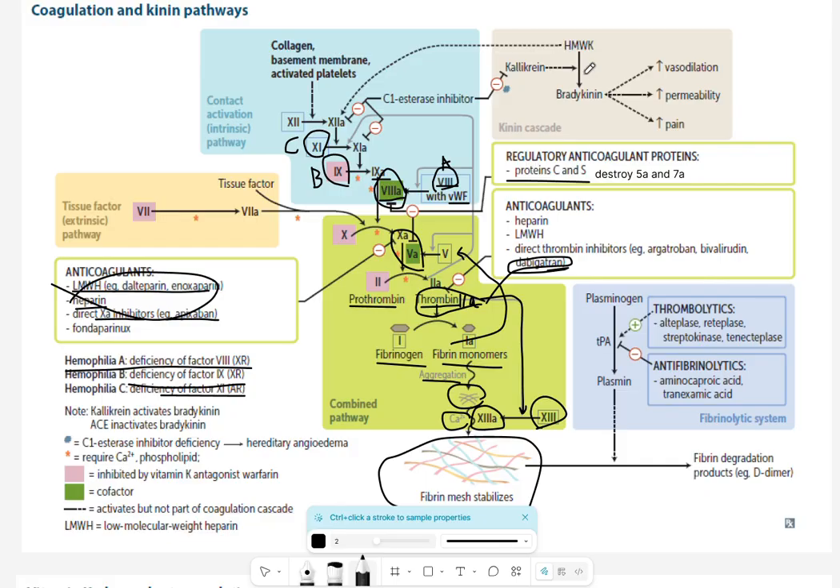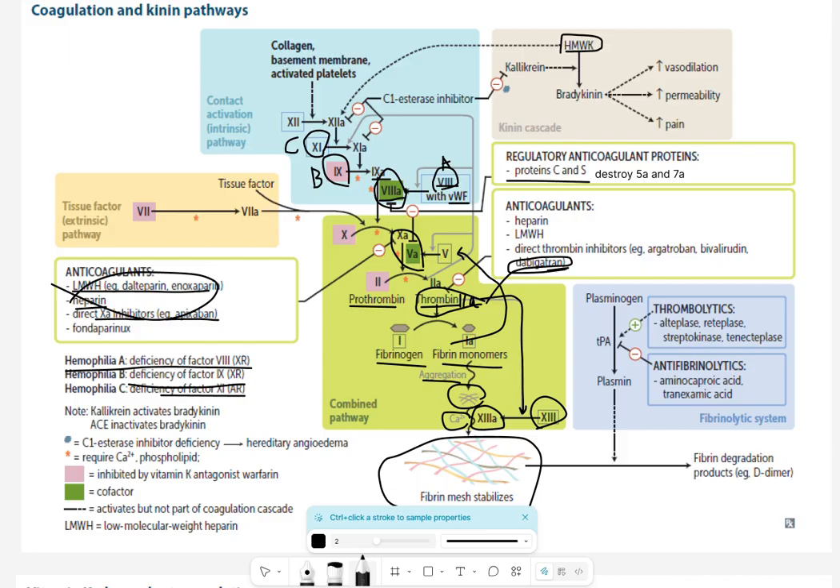And that basically creates bradykinin. What does bradykinin do? Bradykinin causes vasodilation, permeability, and pain. All this is basically your kinin cascade, right? So bradykinin, how do you get bradykinin? With high molecular weight kininogen, right?